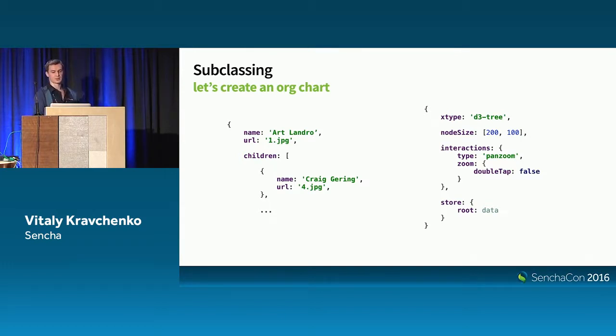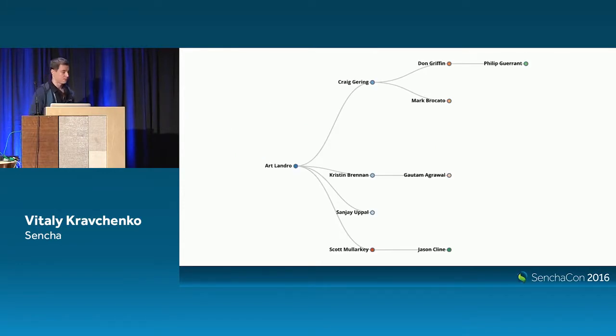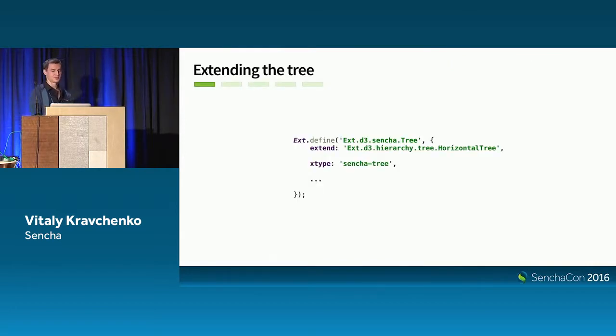We also configure an interaction and disable the double tap action because we don't want the tree to zoom when we double tap on a node to expand or collapse it. And so this is how this tree would look like. So let's start by subclassing our tree. This should look familiar. We just extend the horizontal tree.